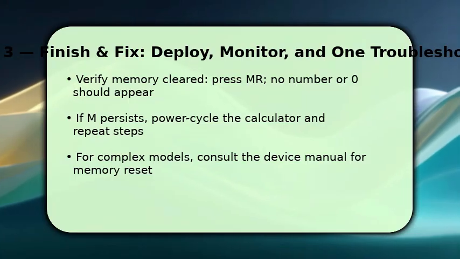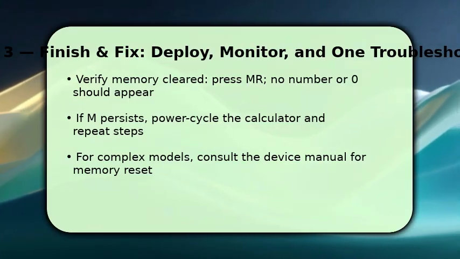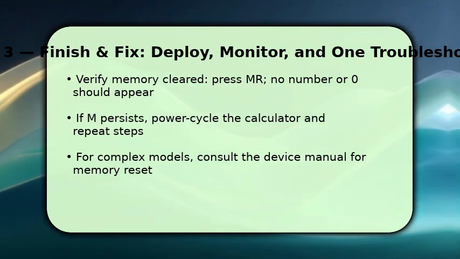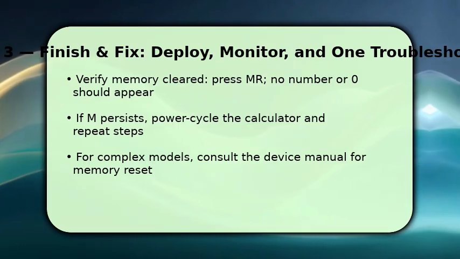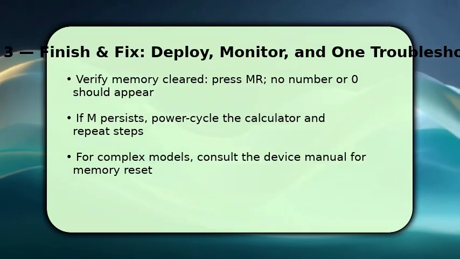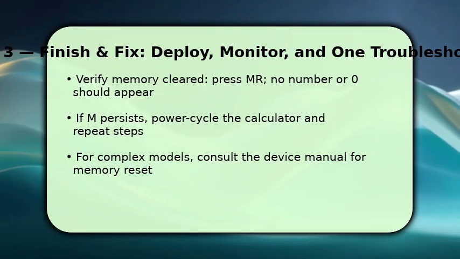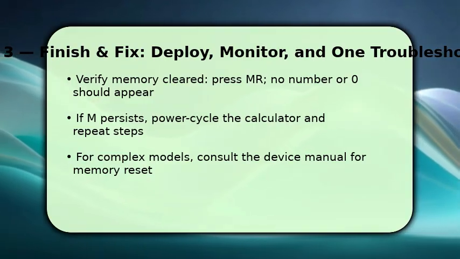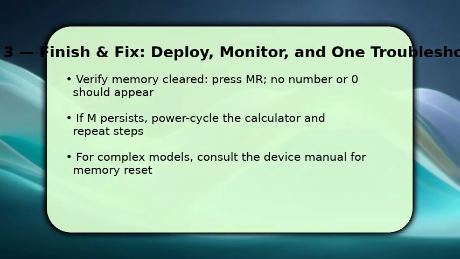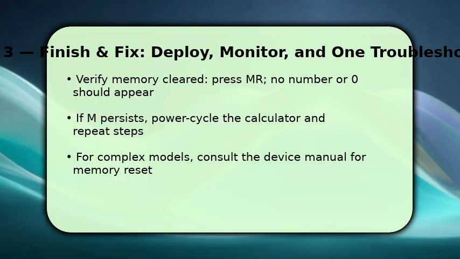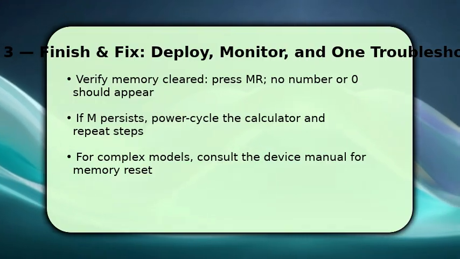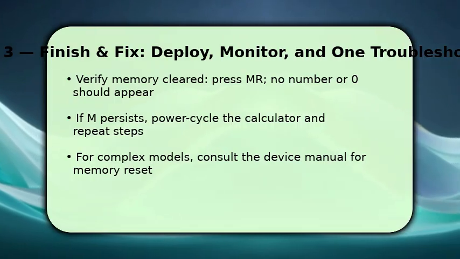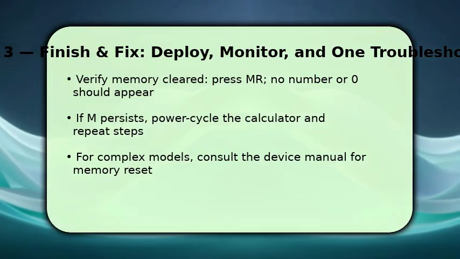Finally, always confirm the result. Press MR. If you see no stored number or 0, the M indicator should be gone. If the M still shows, power cycle the calculator by turning it off then on. Some devices clear transient flags that way. If that fails, repeat the overwrite with 0 and M+, or consult the model manual for a full memory reset sequence. One key troubleshooting tip: battery removal for a few seconds often clears persistent memory flags on older calculators.